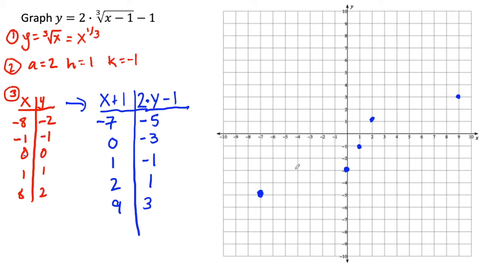And so now we know the shape is going to look kind of like an elongated S, hit our point of inflection, curl back up, and go through that point there. Arrows on the ends because we know our domain for this is all real numbers as well as our range. And so there's our cubic function, y equals 2 times the cube root of x minus 1 minus 1.